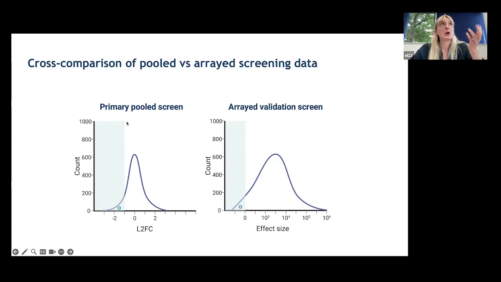Sometimes, or commonly, the validation screening data will look something more like the right-hand side, and you'll have a skew towards your effect of interest. That's to be expected because you are picking those targets based on showing an effect in your pooled screening data set. The degree of that skew will depend on how many targets you take forward for validation and also how equivalent your validation screen is to your pooled screen.